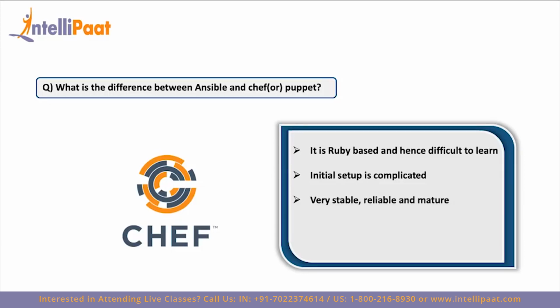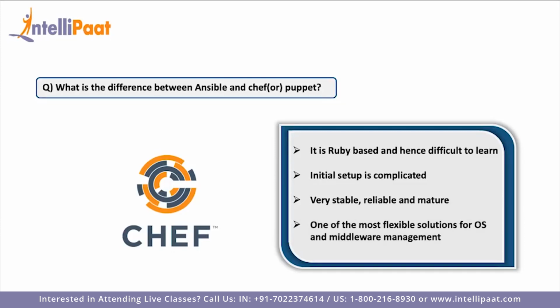But once all the setup is done, Chef is very stable, right? Since it's a community product and it has been well contributed to, it's a very stable product and it offers you resiliency. So of course, when you're working on production servers, probably working on Chef would be a better idea than Ansible, because Ansible does not have that great a community when you compare it with Chef. And of course, Chef is the most flexible solution for OS and middleware management. Now, middleware basically means the software management part. Chef offers to be a great choice for configuration management.